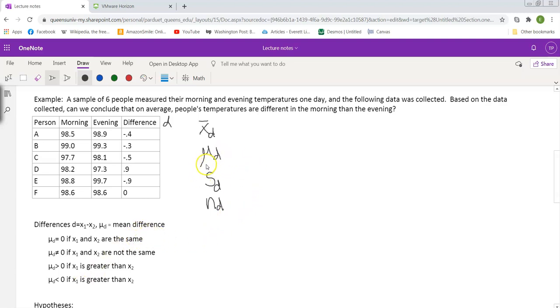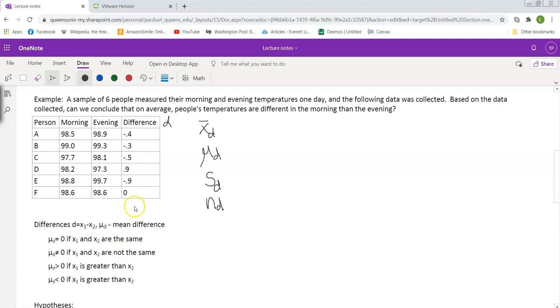So say we're talking about a population here. If that population mean is 0, meaning the mean of all of those differences is 0, then these 2 observations are the same. We've got one of these where they're the same. This person was the same morning and evening. If they're all like this, or if they all average out to be that, then mu d is going to be 0.